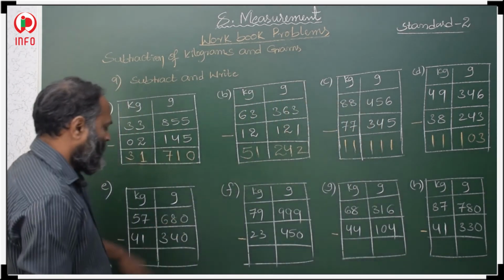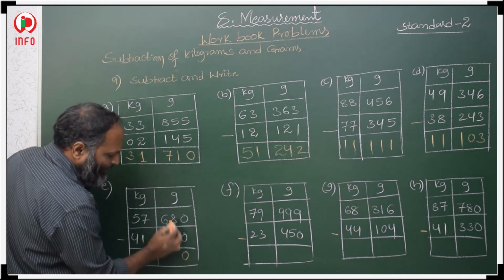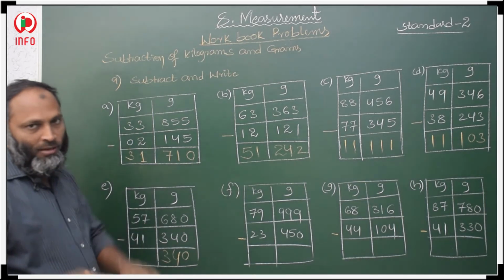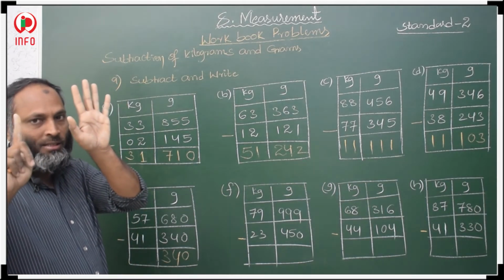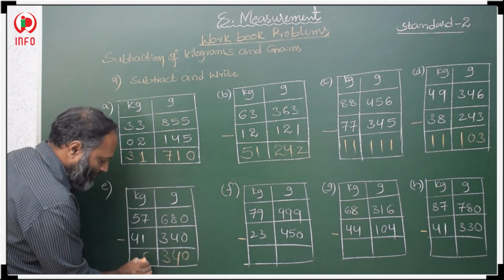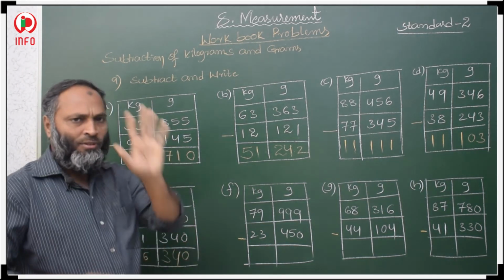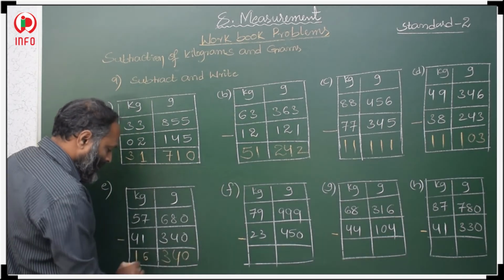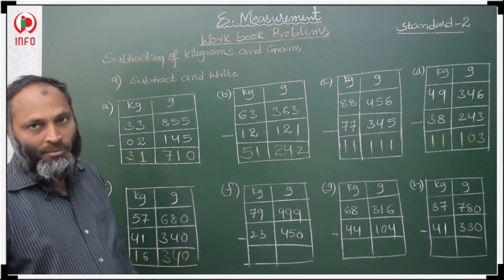Now, 0 minus 0 is 0. 8 minus 4 is 4. 6 minus 3 is 3. 7 minus 1, 7 minus 1 is 6. 5 minus 4, 5 minus 4 is 1. 16 kgs, 340 grams. Okay.